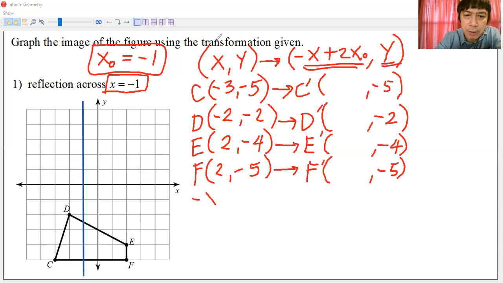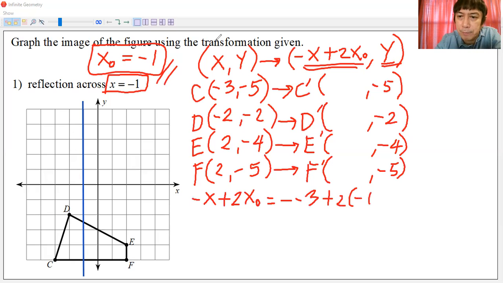So we have -x plus 2 times x of 0. So negative of the x, okay? Our x in point C is a -3. So after the minus in the formula, we write the -3. Negative of the -3. There. And then plus 2 times x of 0. Our x of 0 is here. So that's 2 times -1. And this results to -3 is a +3 minus 2 is 1.